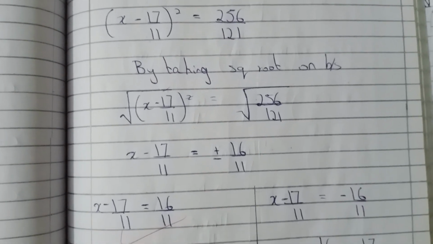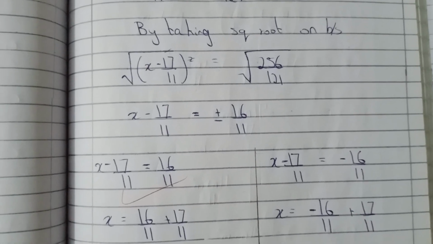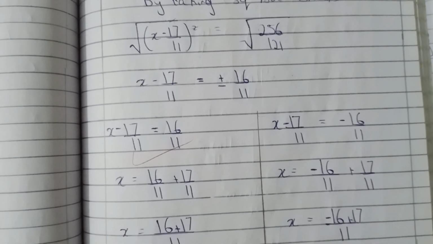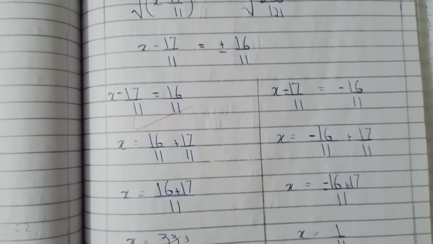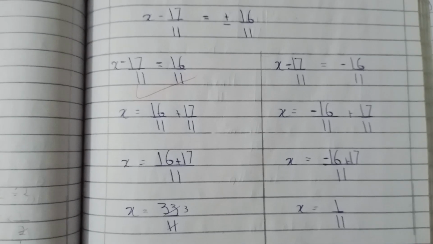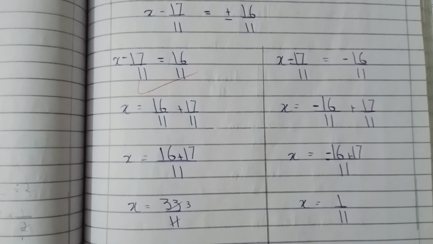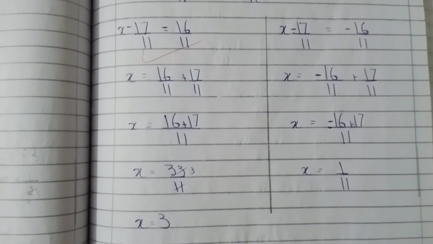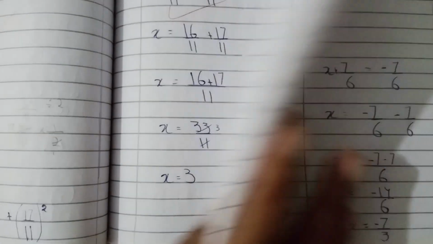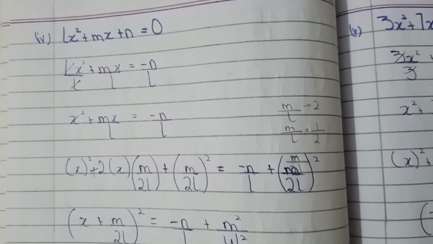Now we have to take the square root, and the square root cancels, and we have got x minus 17 over 11 equal to plus minus 16 over 11. Now we have to solve it with the positive sign and then with the negative sign, and we will get 3 and 1 over 11 as our solution set. Now part number 4. Part number 4 is lx square plus mx plus n equal to 0.